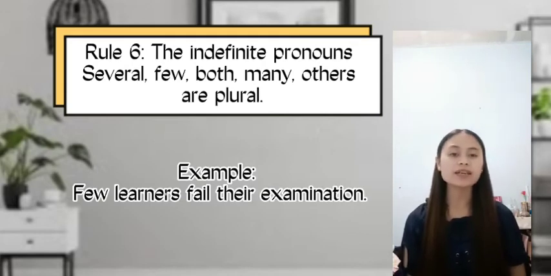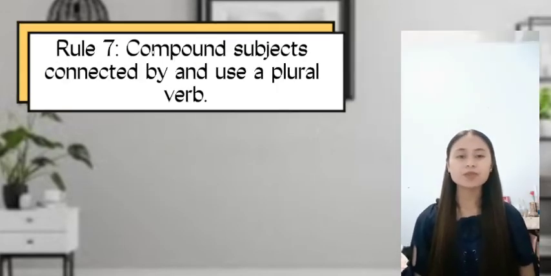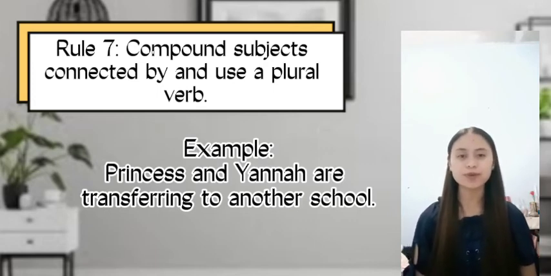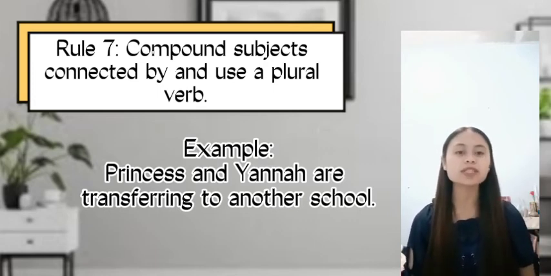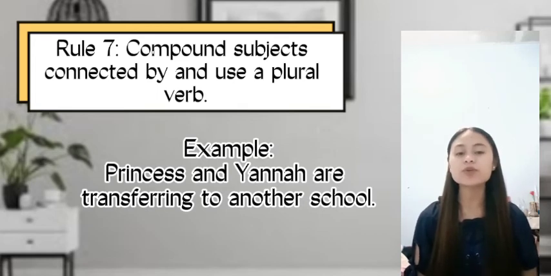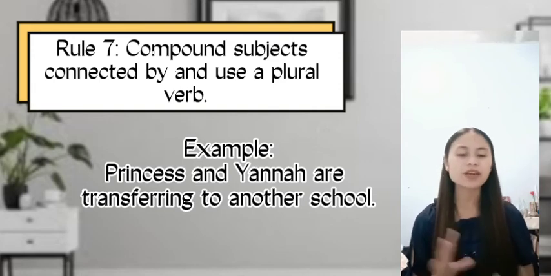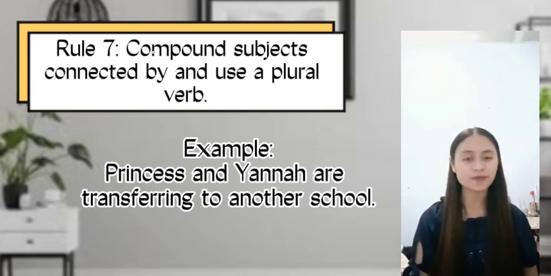Okay? Another rule: compound subjects connected by and use a plural verb. So for example, Princess and Diana are transferring to another school. So when we say compound subjects, we are pertaining to two or more subjects. And because they are more than one, we are going to use the plural form of the verb. So Princess and Diana is a plural subject and are is the plural verb.